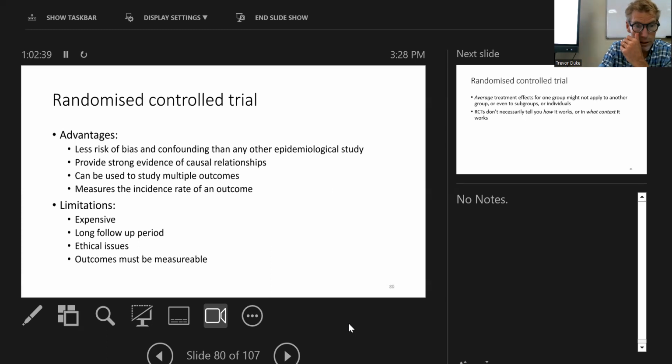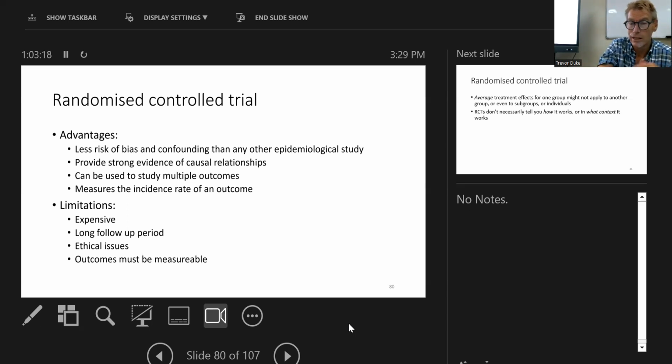Okay. The advantages of a randomized trial, like I said, you can eliminate bias and confounding. You can get strong evidence of a causal relationship, whereas with case control and cohort studies, it's a little bit harder. It can be used to study multiple outcomes. So not only can it study benefits, it can also study harms. All right, a randomized trial can study the risks of an intervention. So you might have an intervention that might have a strong benefit, but if it carries side effects, you'll identify it in a randomized trial, usually.